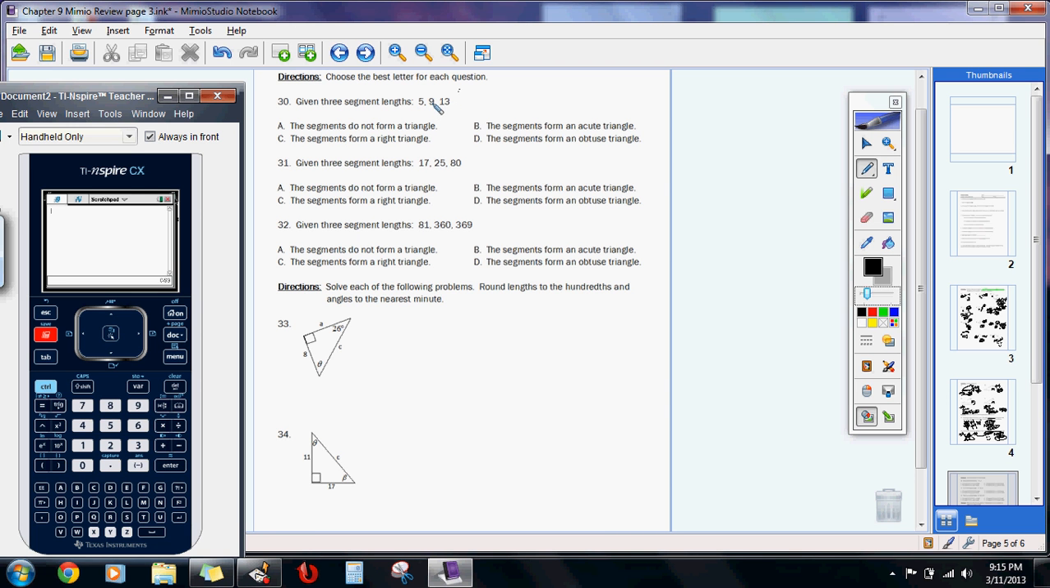5 plus 9, bigger than 13. 13 and 8, 13 and 5, bigger than 9. And 9 and 13 bigger than 5, the sum of those two. So that there is a triangle existing here. So the fact that choice A is there, that one's not possible now.